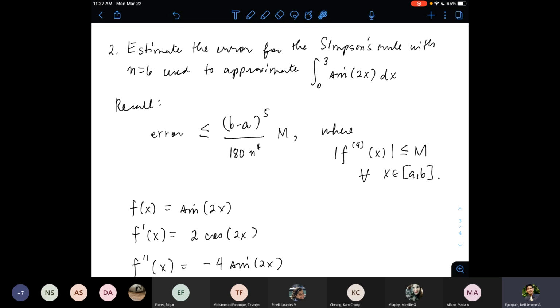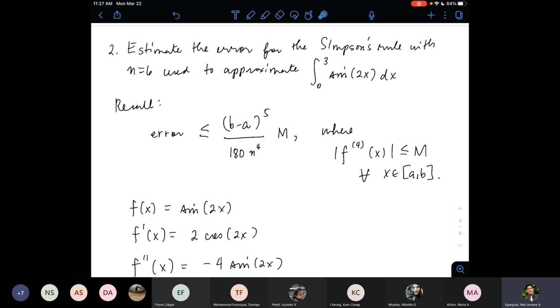And that is actually backed up by the theoretical error formula, because b minus a to the 5th is a constant, right? Because that's just the length of the interval raised to the 5th. M is a bound on the 4th derivative, that remains the same. But if you use more points, that means n is larger. What happens to n to the 4th? n to the 4th becomes larger, right? And when the denominator becomes larger, the entire expression becomes smaller and smaller, right? So theoretically, the more points you use, the better the approximation is.